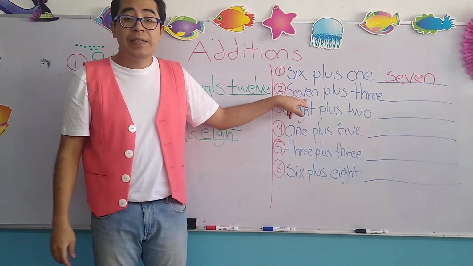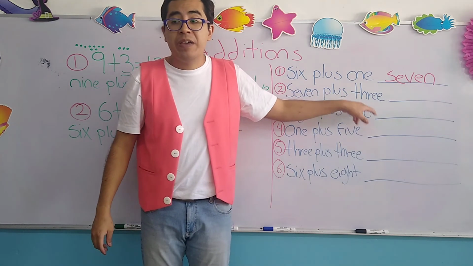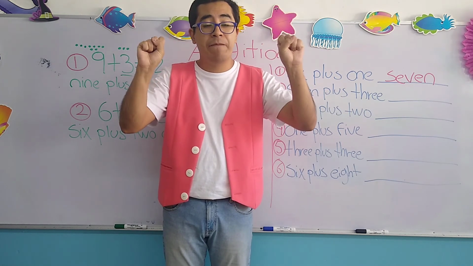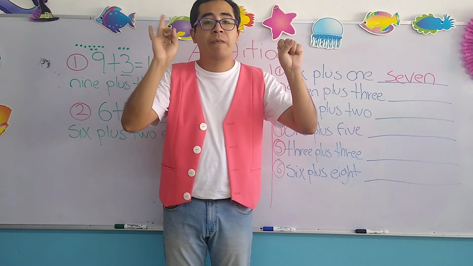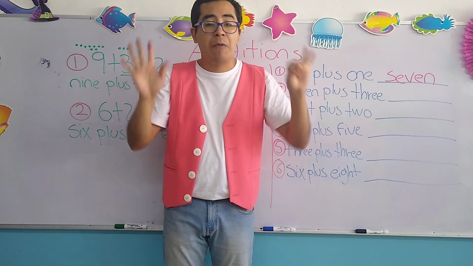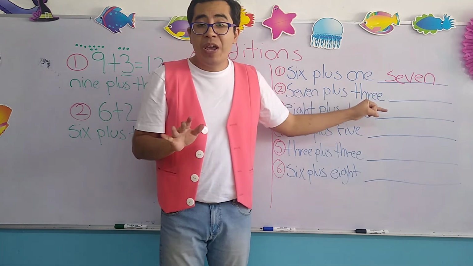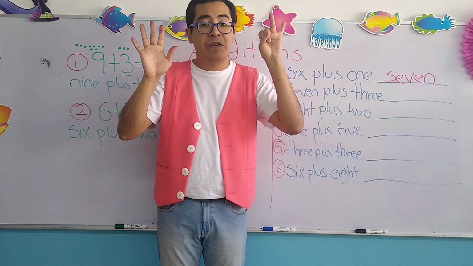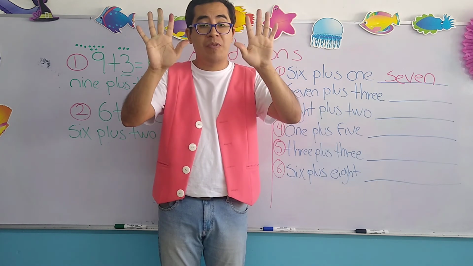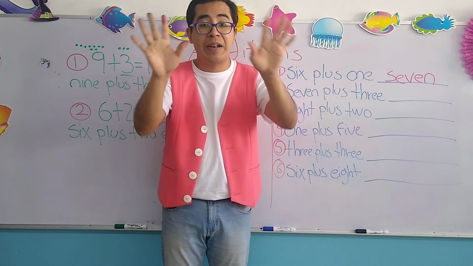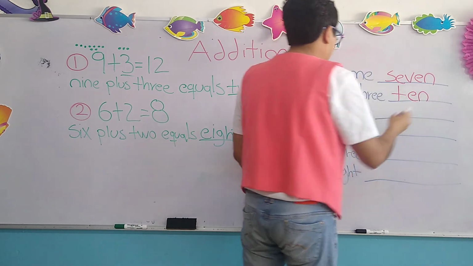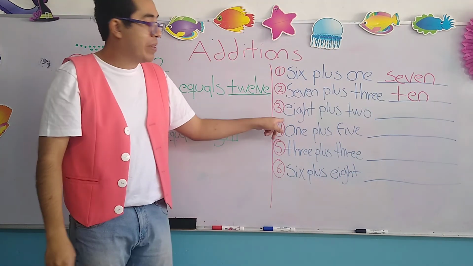Okay? Now, let's go on to number 2. On number 2, it says 7 plus 3. So once again, using both of our hands, let's start counting 7 fingers. 1, 2, 3, 4, 5, 6, and 7. Now, 7 plus 3, we have to add 3 more fingers. 1, 2, 3. So, what's the result? Number 10. The result's number 10. T-E-N.